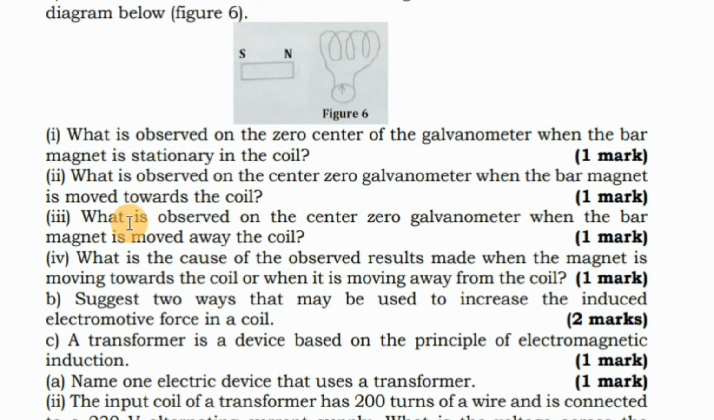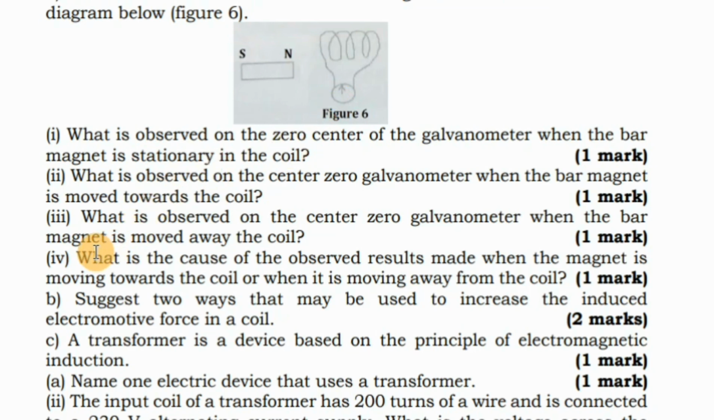The next question, what is observed on the zero center galvanometer when the bar magnet is moved away from the coil? You understand that if the magnet is moved away, the pointer of the galvanometer will also deflect but in the opposite direction. The current will change direction, because here we are dealing with AC, the alternating current. So that's why the pointer will deflect in a different direction from the first.